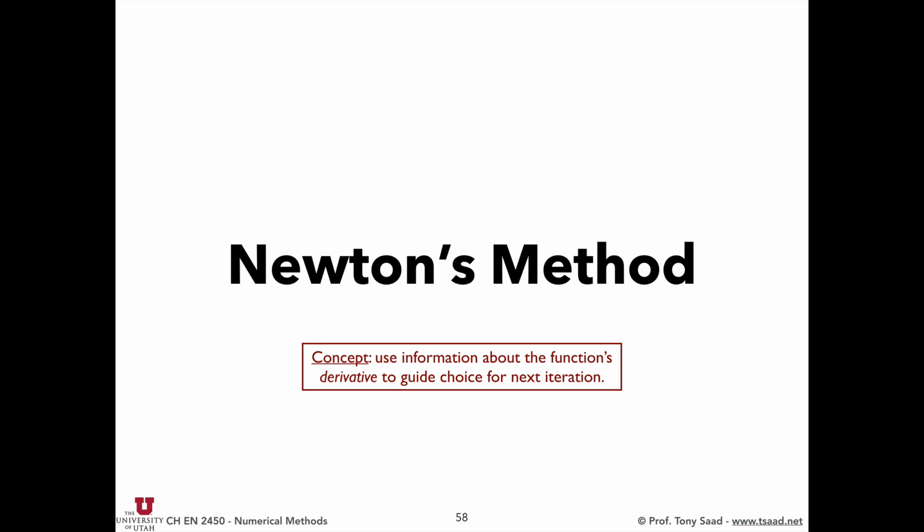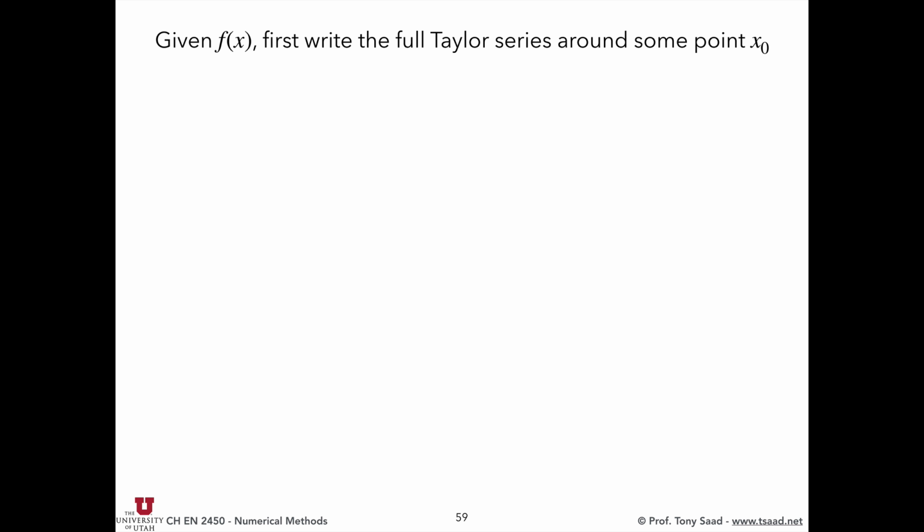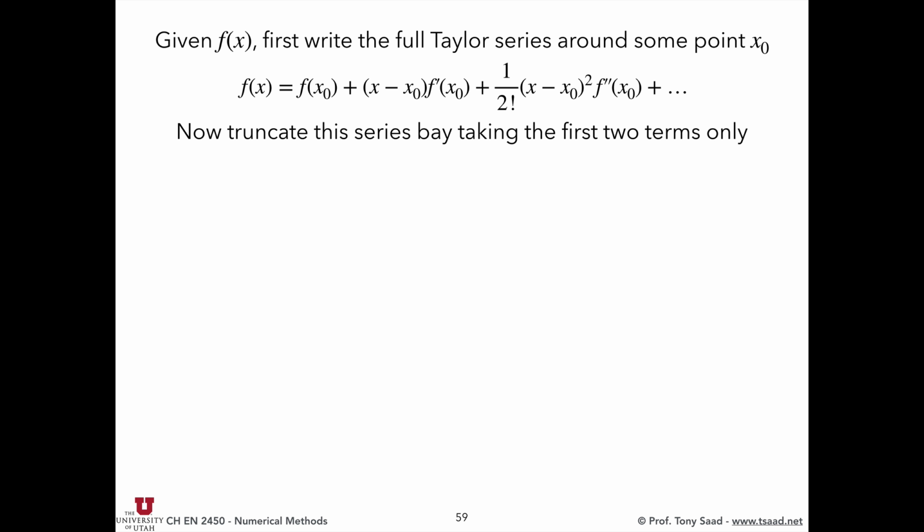The way to derive Newton's method, one of the ways at least, is to start by taking a function, f of x, an arbitrary function, and writing the full Taylor series around some point x naught. We saw how to do this in finite differencing a few lectures ago. That being said, f of x is f of x naught plus (x minus x naught) f prime of x naught, etc., etc. Now, we're going to treat x naught as an initial guess later, but first let's see what we can do with this. Now, we're going to truncate this series by taking only the first two terms. It's just a legitimate approximation. We know that we can do this.